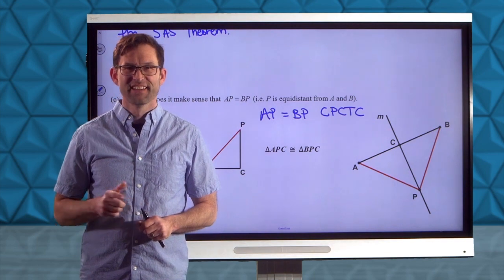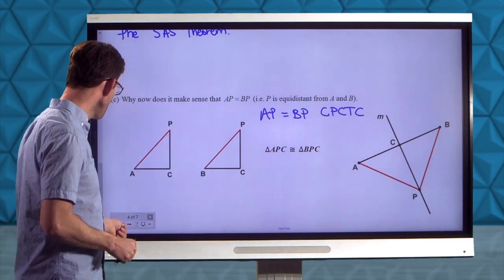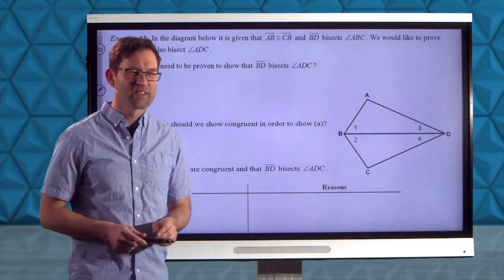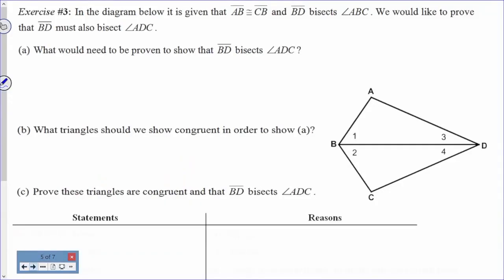All right, let's keep moving on. Do a little bit more CPCTC reasoning. All right, let's take a look. Exercise number 3. In the diagram below, it's given that AB is congruent to CB and BD bisects angle ABC. We would like to prove that BD must also bisect angle ADC.